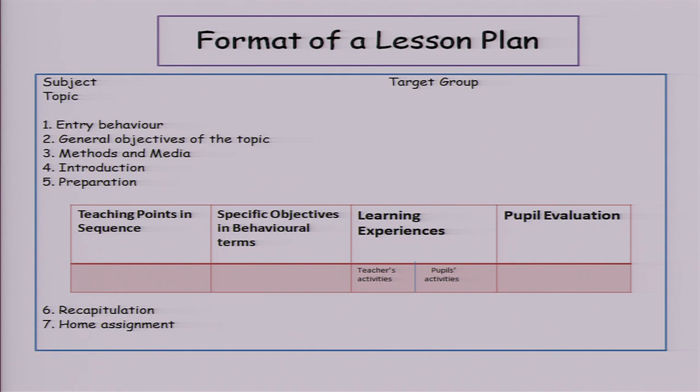Here we can see the subject taught, the topic, the target group, the entry behavior, the general objectives, methods and media, introduction, preparation. And then the main concepts will be there. What will be the teacher activity and the learning activities, or we can state the learning experiences. And in the last column, we can see how we assess. And then the recapitulation and home assignment come. So, this is all about the Herbartian steps, but now we are emphasizing the constructivist approach to the teaching-learning process.